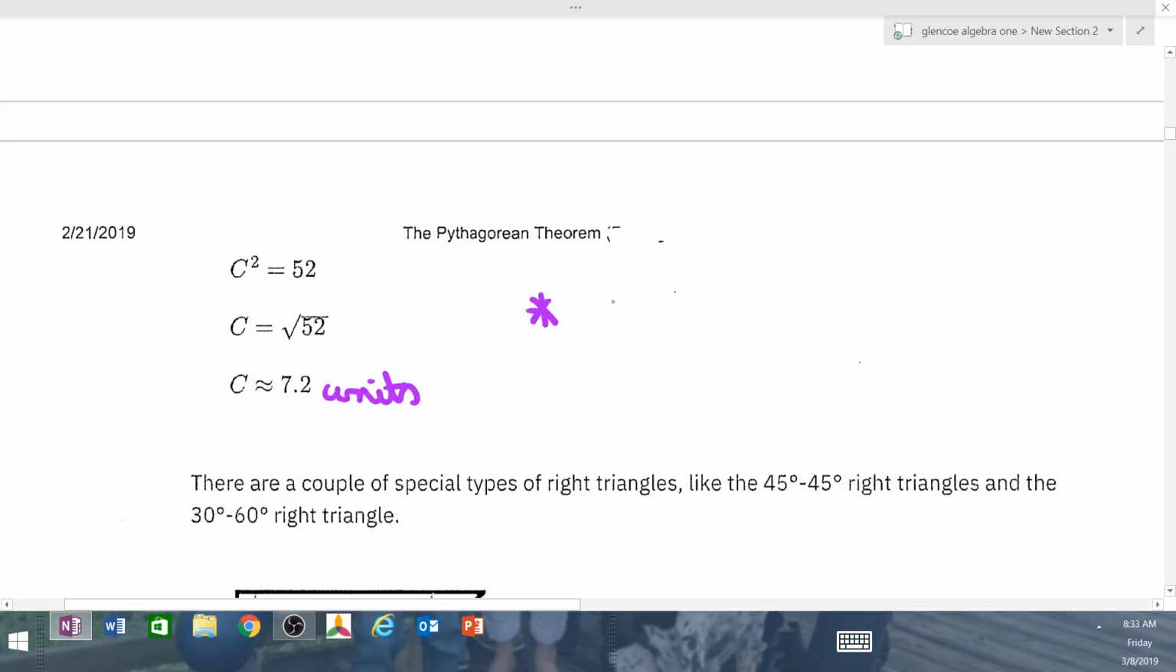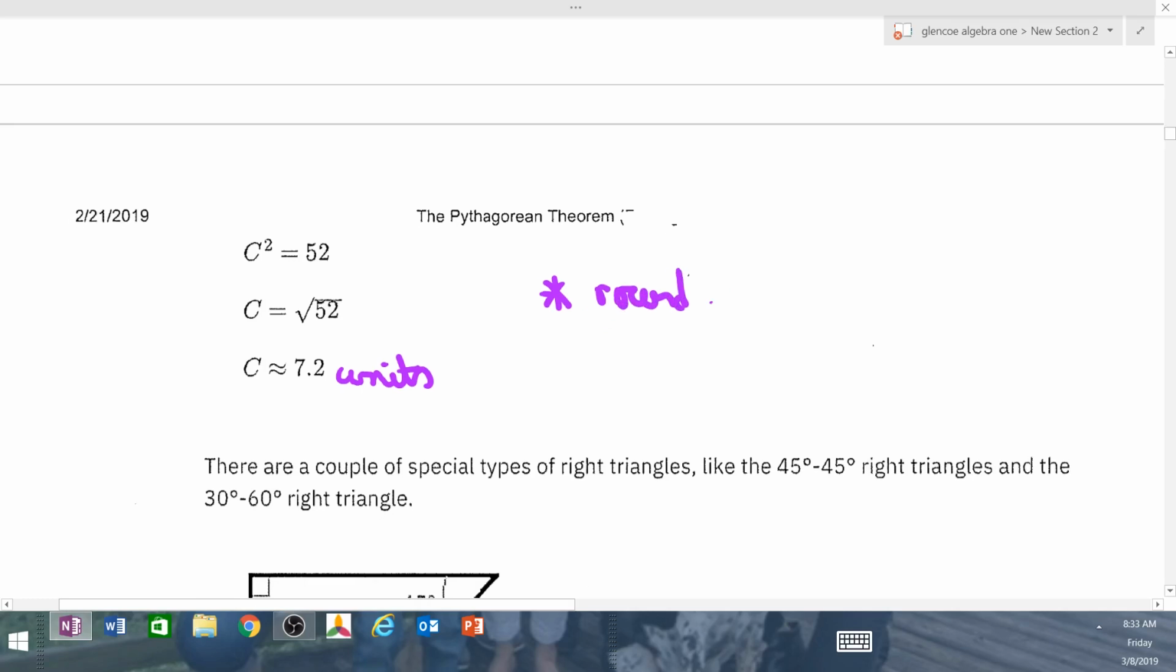So let's give ourselves a little reminder. When dealing with the Pythagorean theorem, let's round to 1 decimal place unless otherwise asked. Did you all hear me? We're going to round to 1 decimal place.